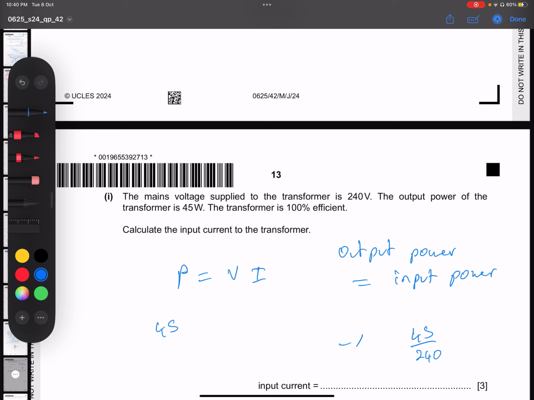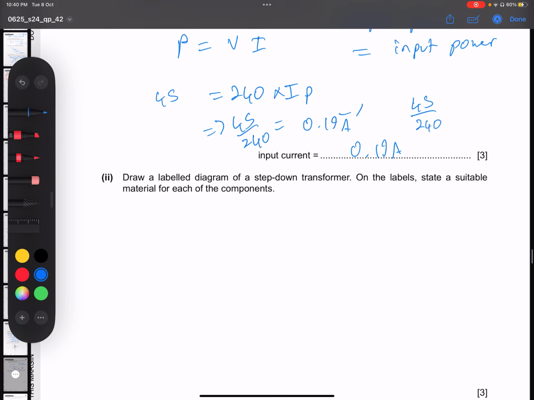Since in a transformer, even though the currents change and the voltage changes, the power is what is transferred from one coil to the other coil. Since the power is what is transferred, when we increase the voltage, the current reduces, and when we increase the current, the voltage reduces. So 45 is equal to 240, which is the input voltage, times IP, which is the current in the primary coil. So it's 45 divided by 240, which is equal to 0.19 ampere. Remember to keep two significant figures.